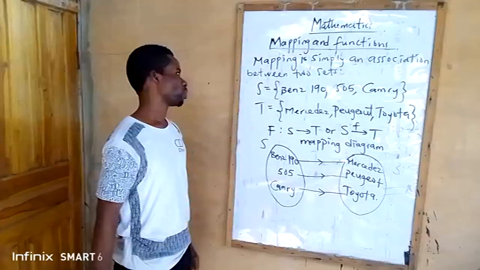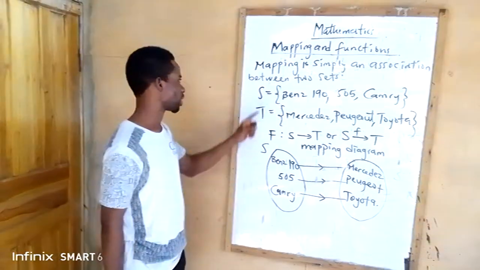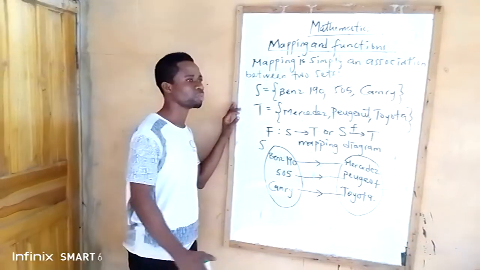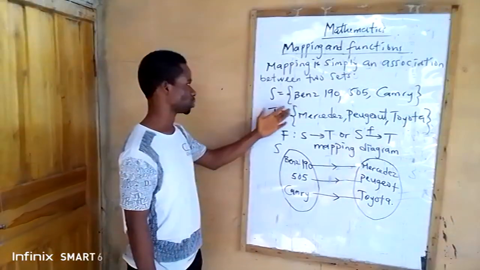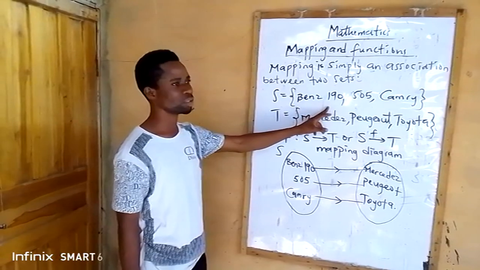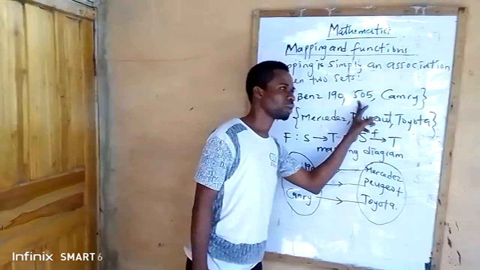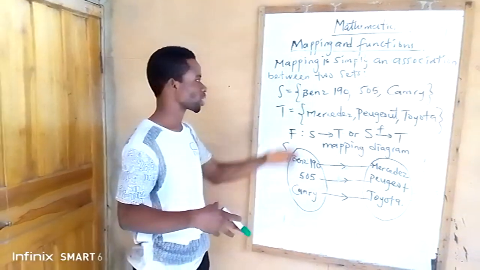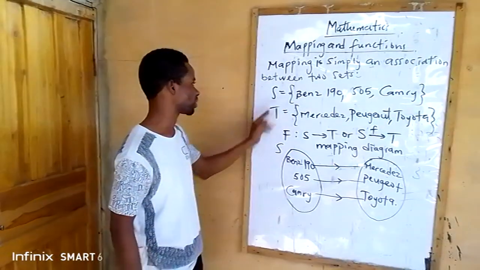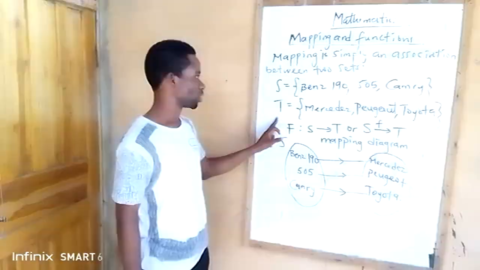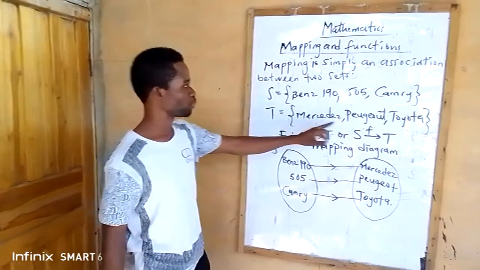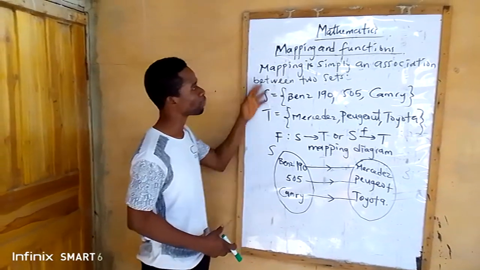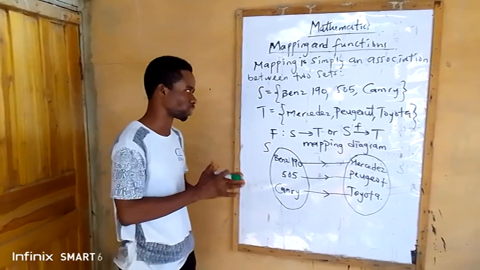What do I mean? Let's say we have two sets, set X and set T. Set X is the names of cars: the Benz 190, the 505, and the Camry. And the producers of those cars are our set T: Mercedes, Peugeot, and Toyota. Now, don't forget I said mapping is simply an association between two sets.